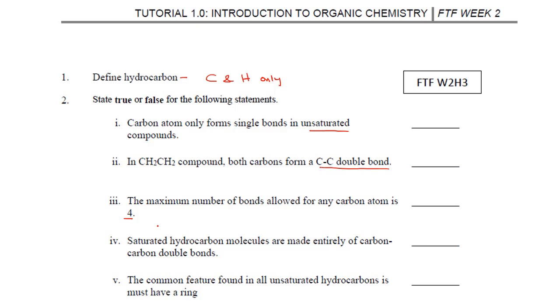For number 4, saturated hydrocarbon molecules are made entirely of carbon-carbon double bonds. You should know saturated hydrocarbons do not have any multiple bonds. So you tell me whether the statement is true or false. And finally, the statement, the common feature found in all unsaturated hydrocarbons is that they must have a ring. Is this true? That's for you to decide based on what you have understood about hydrocarbons.